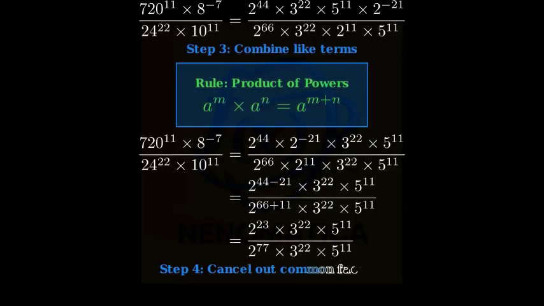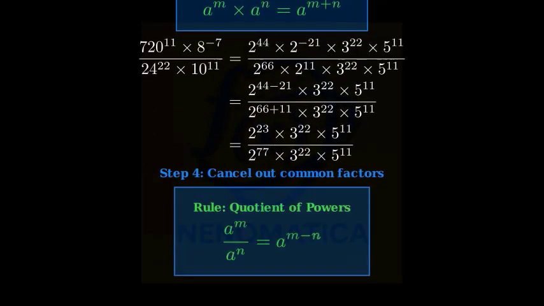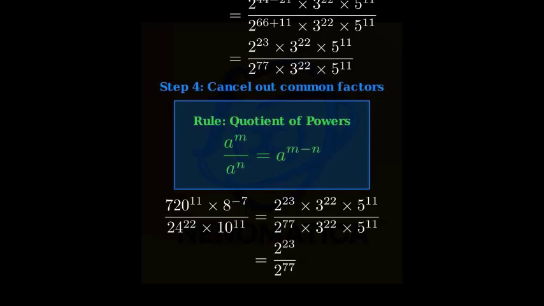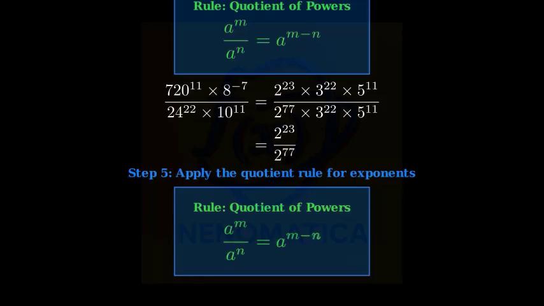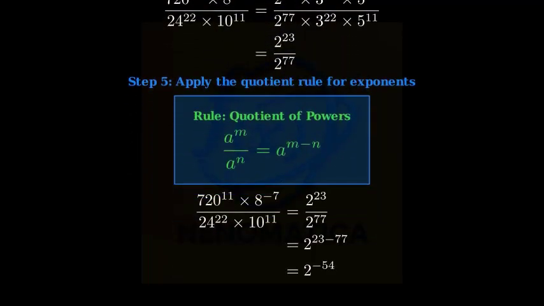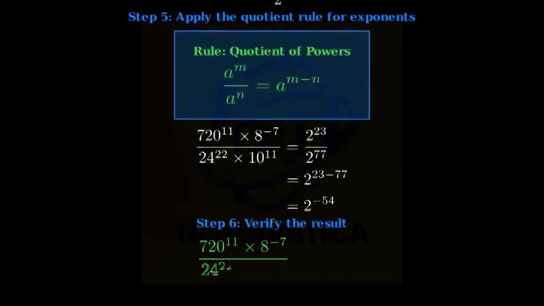Now we can cancel out common factors in the numerator and denominator. Notice that 3 to the power of 22 and 5 to the power of 11 appear in both the numerator and denominator, so they cancel out. Next, we apply the quotient rule for exponents. When dividing powers with the same base, we subtract the exponents. So 2 to the power of 23 divided by 2 to the power of 77 equals 2 to the power of 23 minus 77. So we verified that the left side equals 2 to the power of negative 54, which matches the right side. This confirms that our solution is correct.